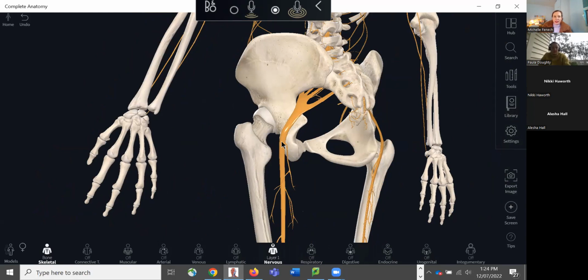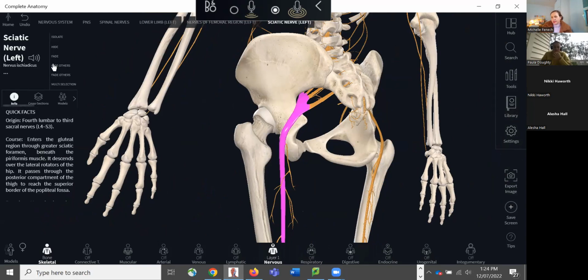Sciatic nerve. Yeah, and if you're not sure on Complete Anatomy, you can just click on it. Oh, it's very slow. Sciatic nerve. So see, when you're learning, you go, I don't know what that is. Oh, I'll just click on it and it tells me straight away. It's much quicker than looking things up in a book and working things out.